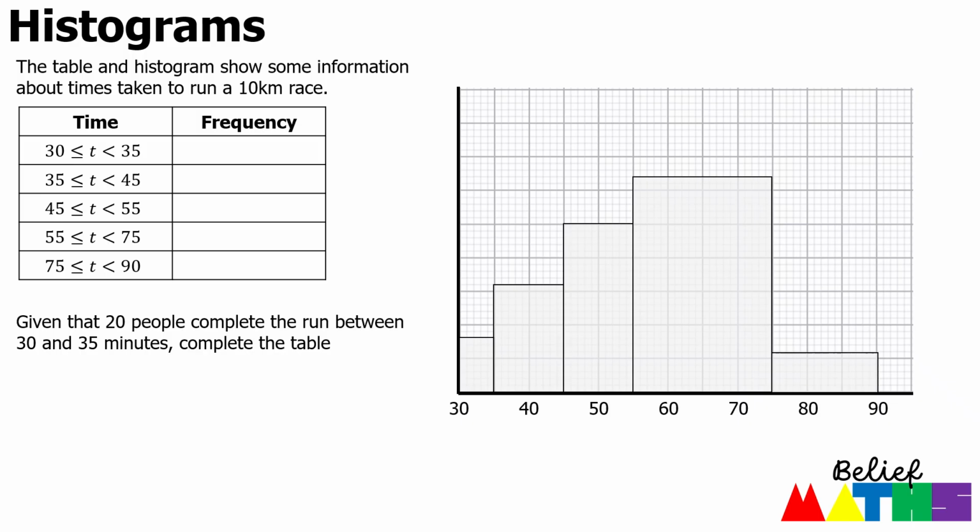Now, histograms. The key thing with a histogram is that the area of the bar is equal to the frequency. We're told that 20 people complete the run in the first section, so this frequency is 20. And because we know the gap is 5, sorry, our class width is 5, our frequency density is 20 divided by 5, which is 4. That means the height of this bar is 4.